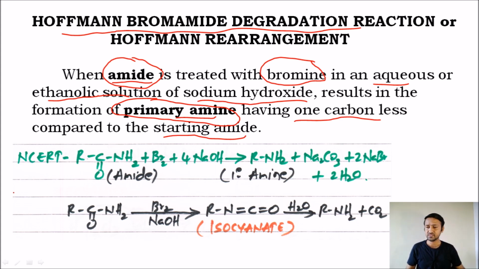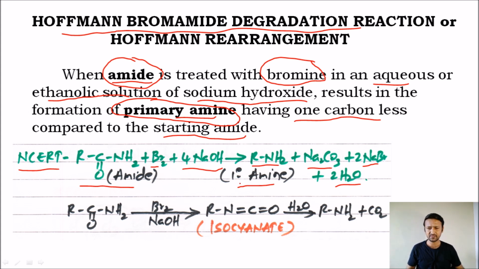Okay, so at first I take the reaction as given in NCERT. The reaction is given as RCONH2, this is the amide, upon treatment with bromine in sodium hydroxide, which can be taken as aqueous or alcoholic solution, results in the formation of RNH2, this is the primary amine. Along with that we get some byproducts: sodium carbonate, sodium bromide and water. Right, this is the NCERT equation given.